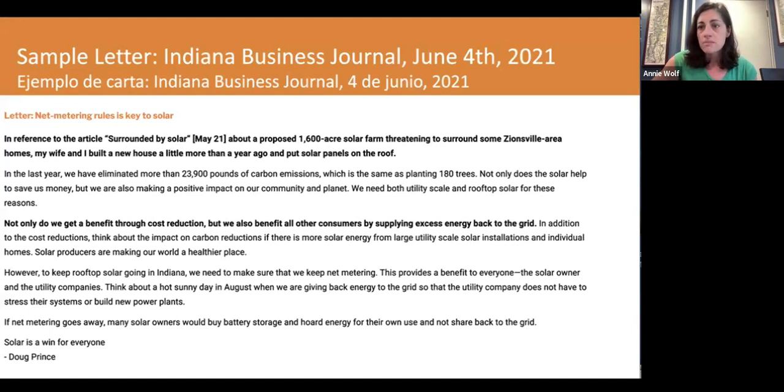They want people to support net metering. They want people to continue to reach out in support of this policy and make sure that it stays in Indiana. Unfortunately, this didn't stay in Indiana. That goes certainly beyond this letter to the editor, but this is a really strong example of a letter to the editor and how it can be really impactful in order to be published.